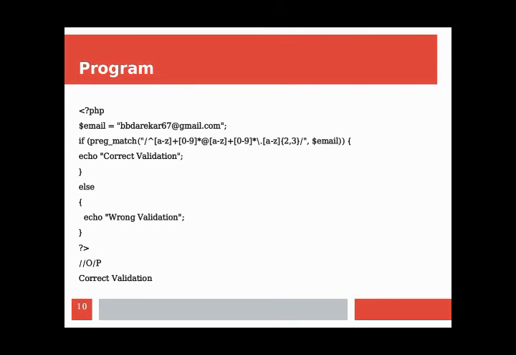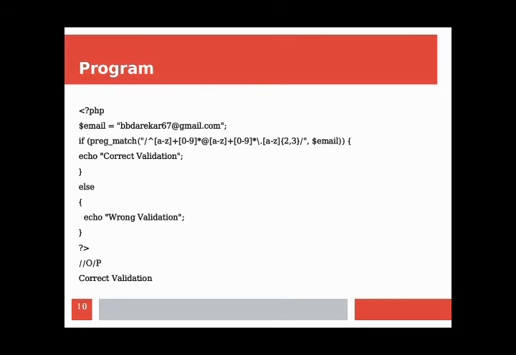Here is the first program within the PHP tag. Here $email equals, within double quotes, the email ID is given. Suppose here bbtherekar67@gmail.com, separator, that is semicolon. Here the email is given.